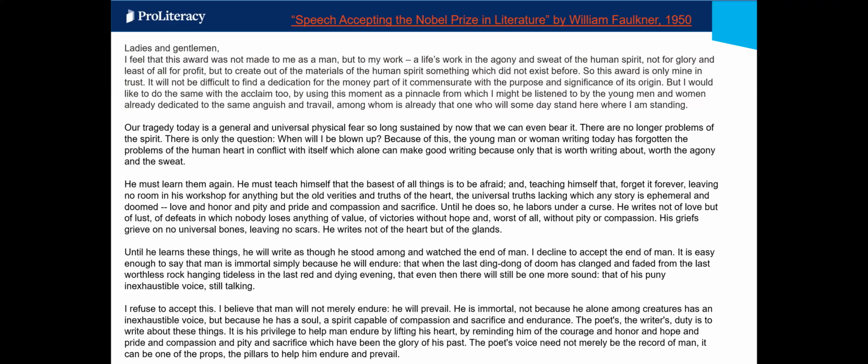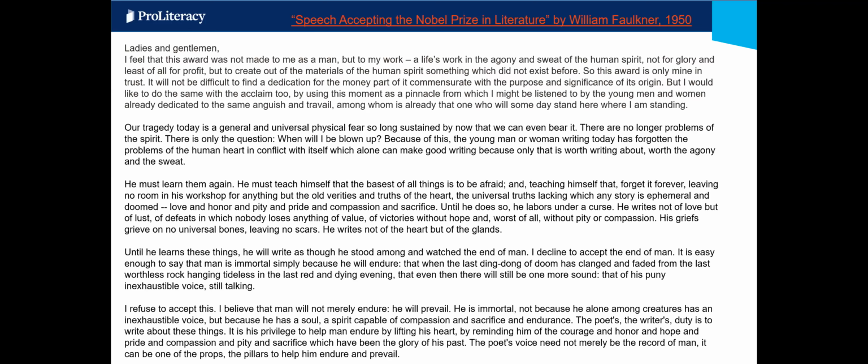Oh my God, is this a writer or what? So what we can think about then is how he has created this picture in our mind, right? That he is declining to accept the end of man. And I apologize, but because I kind of have this background, I also typically encourage students to think about that idea of the inexhaustible voice, what he means by that, and this idea of endurance. So what it means for man to endure.